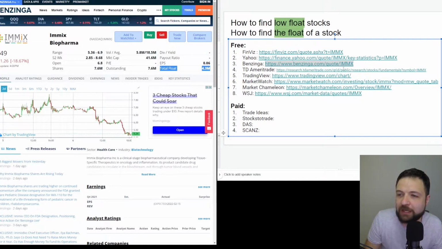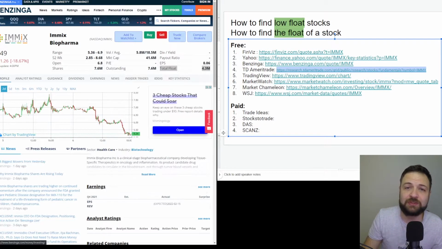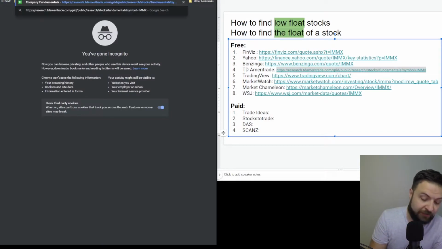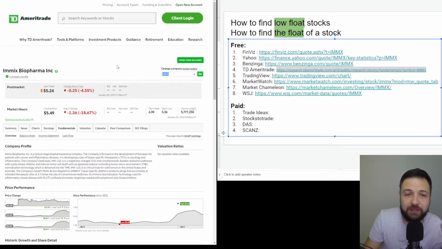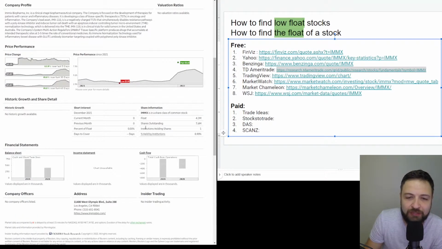Okay, pretty straightforward. Now, another one is pretty hidden here. It's TD Ameritrade. And by the way, Thinkorswim does not report float inside their platform, which is odd, and I'm not sure why. Because if you go on their website, go to this link, go to the Fundamentals tab, and scroll down, you get the float information for that exact stock, IMMX, 4.1 million. Okay, so we're staying in this range, 4 point something million, right? 4.3, 4.1, 4.2. So just to get a general idea.